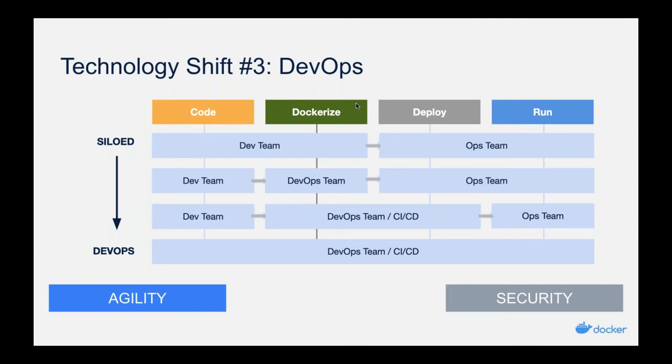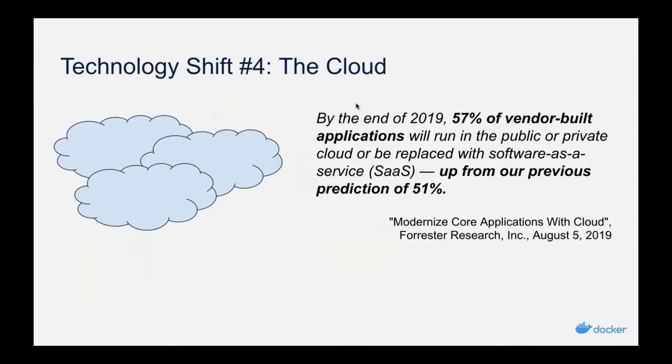Now, the fourth shift that is happening is one that most companies are well aware of, and that's the adoption and integration of the cloud. In fact, we've crossed a major milestone this year in that over half of all applications will run in some cloud or as a SaaS by the end of the year. This is according to recent Forrester research. At the end, we'll provide a link for access to that report.